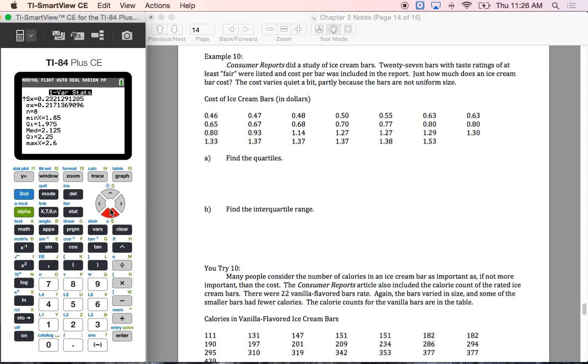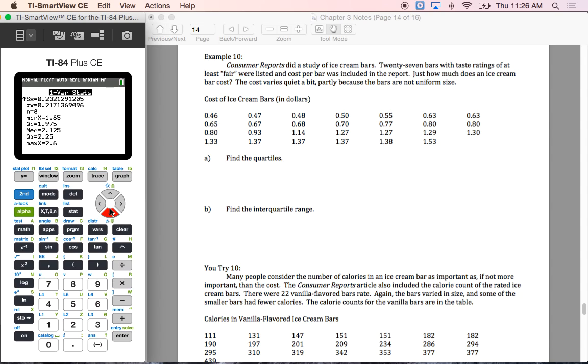Again, we will get to those on the next page, but I wanted to show you that the calculator does find it all for you. Yes, you have to type in all of your numbers into L1, but you could always use your calculator to check it too. As long as you have a list of numbers, it will tell you what your min, your Q1, your median, Q3, and your max is.